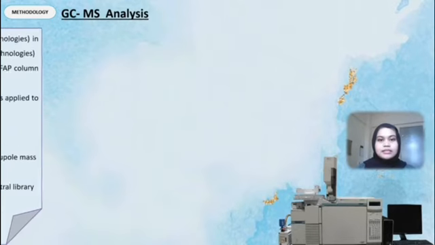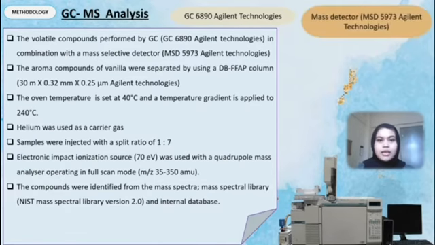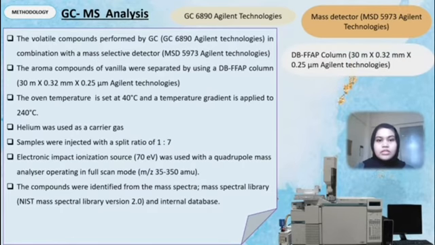Now I'm going to continue with the GCMS analysis. The analysis of volatile compounds was performed by GC using the GC6890 from Agilent Technologies in combination with the mass selective detector MSD5973 Agilent Technologies. The aroma compounds of vanilla were separated by using a DB-FFAP column, which is 30 meters times 0.32 millimeters times 0.25 micrometer from Agilent Technologies.